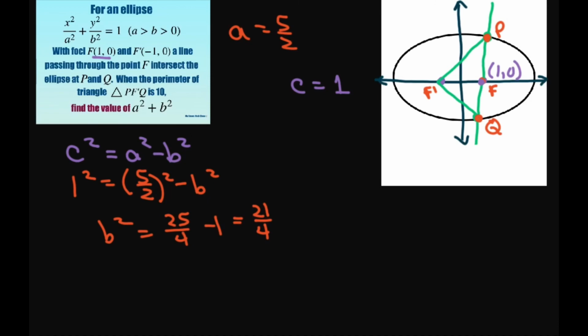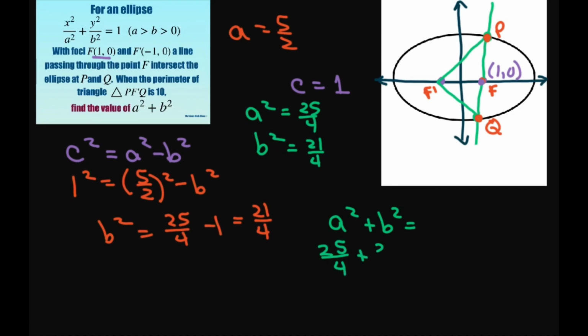Therefore, a squared equals 25 divided by 4, and b squared equals 21 divided by 4. So basically what you're going to get is a squared plus b squared equals 25 divided by 4 plus 21 divided by 4, and that equals 46 divided by 4, which equals 23 divided by 2. And that's what a squared plus b squared equals.